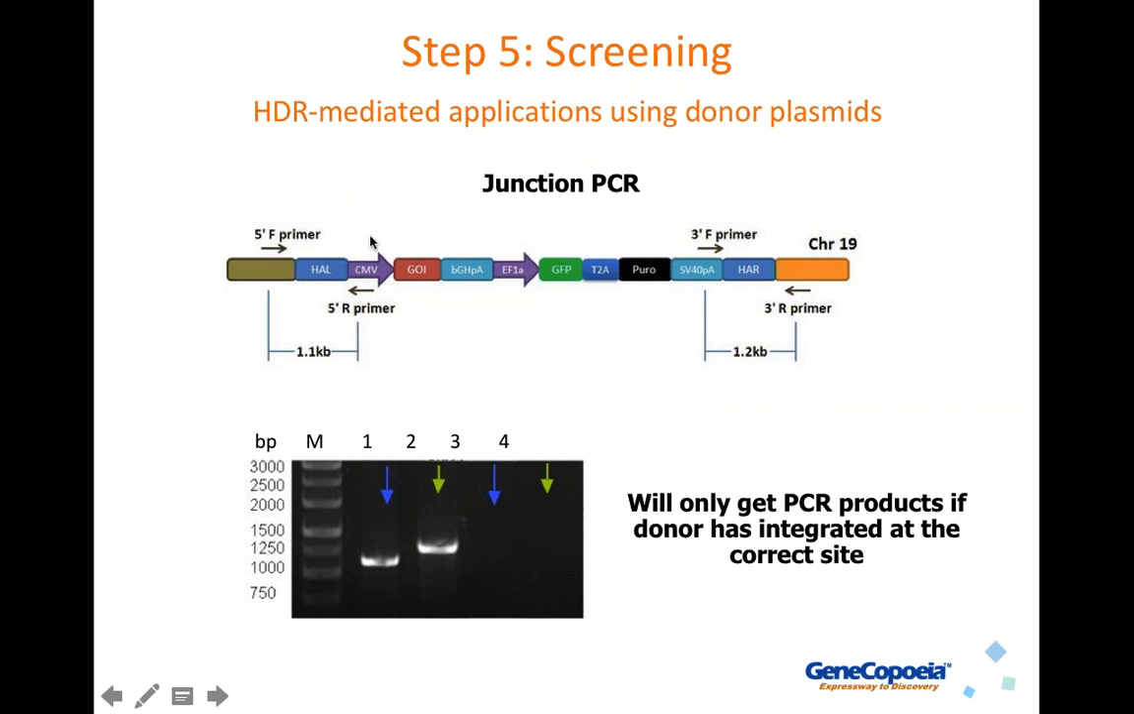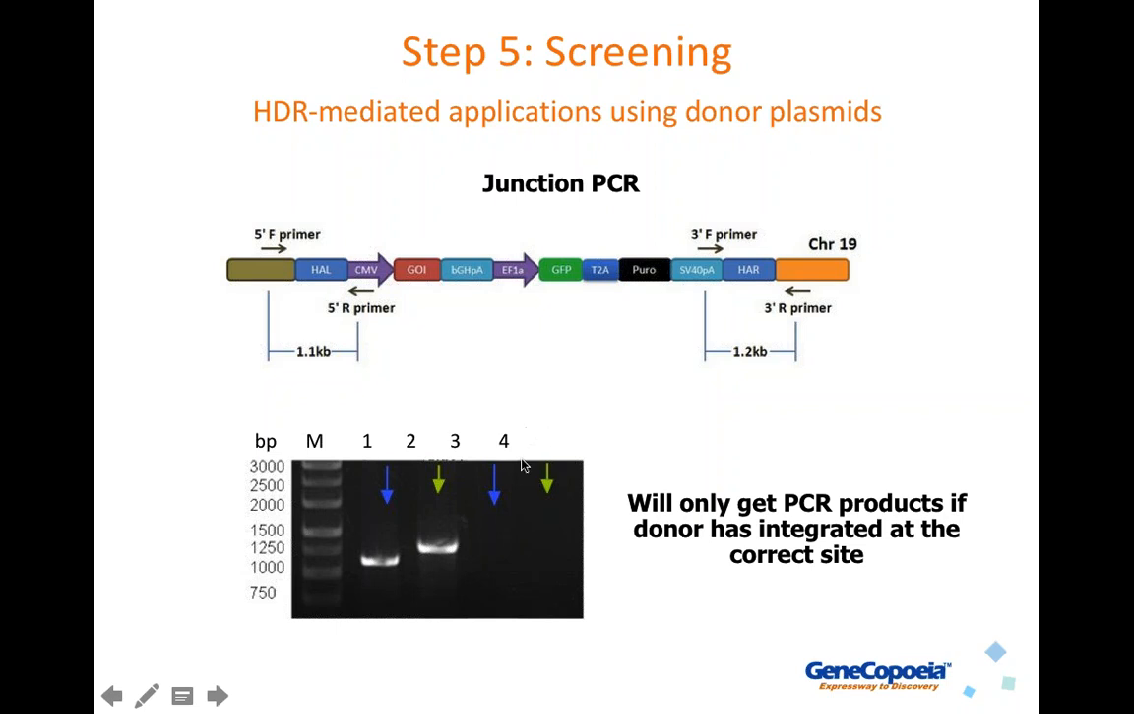The reason to do this, and you do this at both ends, both junctions of where the donor plasmid integrates into the genome, is that you will only get amplification by these primers if you had successful integration. Shown here is a typical result.